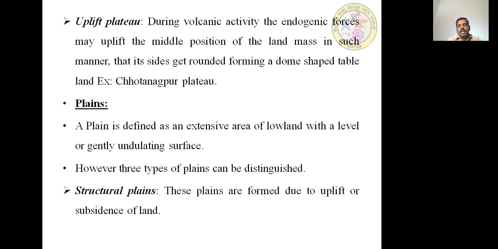Then coming to plains. A plain is defined as an extensive area of lowland with a level or gently undulating surface. However, three types of plains can be distinguished. First one is structural plains. These plains are formed due to the uplift or subsidence of land. That is structural plains.